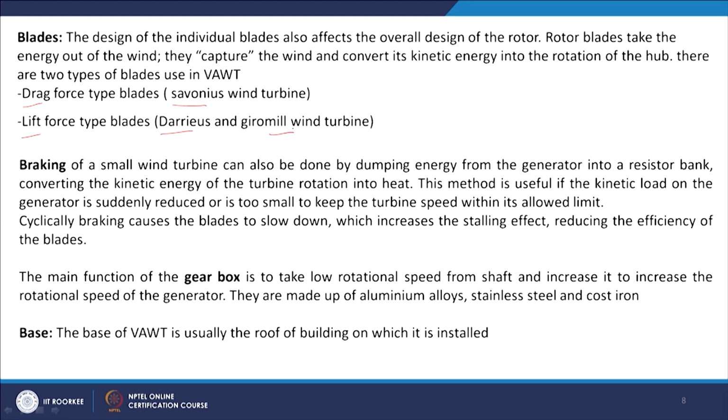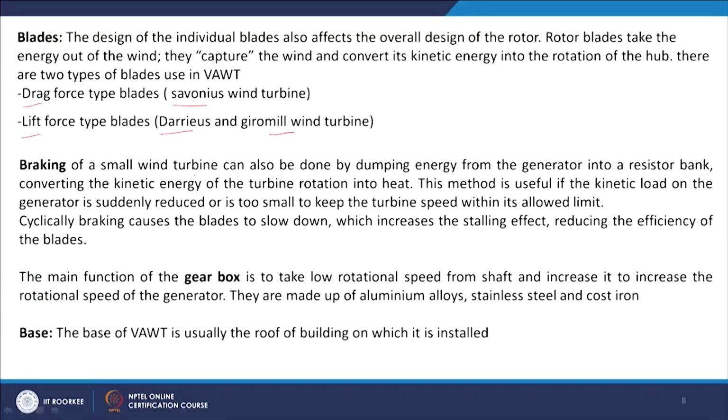And braking, we have already discussed, can reduce the high speed of the shaft, as well as stop it when there is no wind. The braking of a small wind turbine can also be done by dumping energy from the generator into a resistor bank, converting the kinetic energy of the turbine rotation into heat. This method is useful if the kinetic load on the generator is suddenly reduced or is too small to keep the turbine speed within the allowed limit we are talking about.